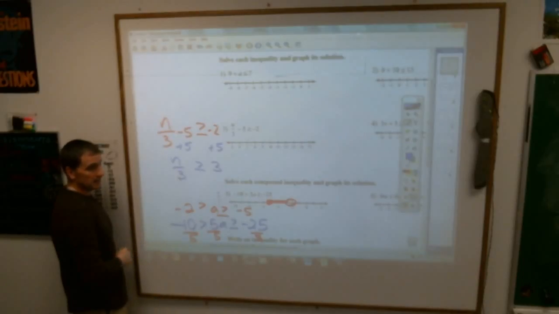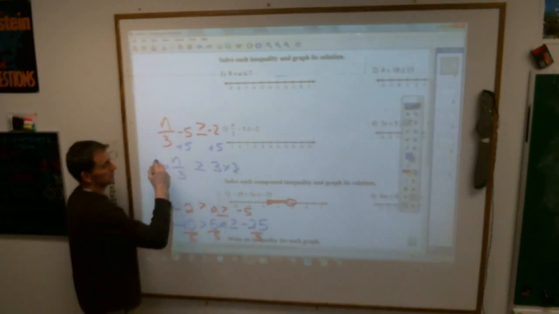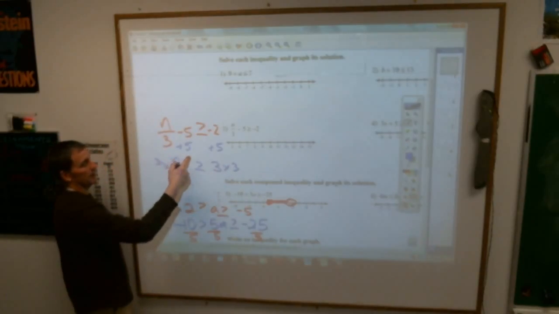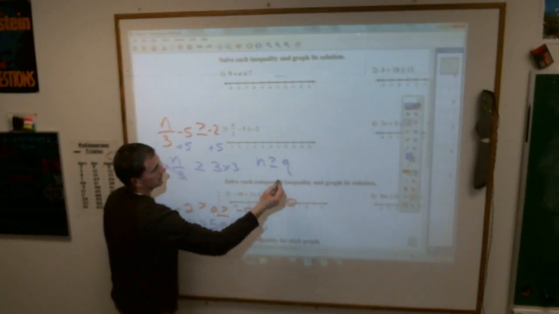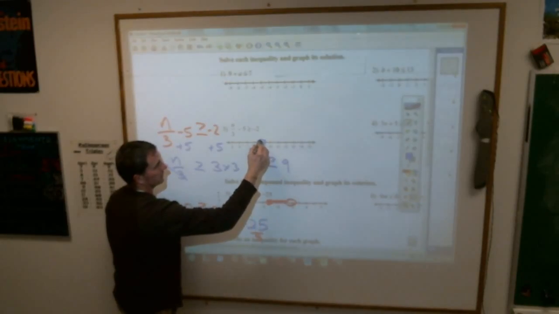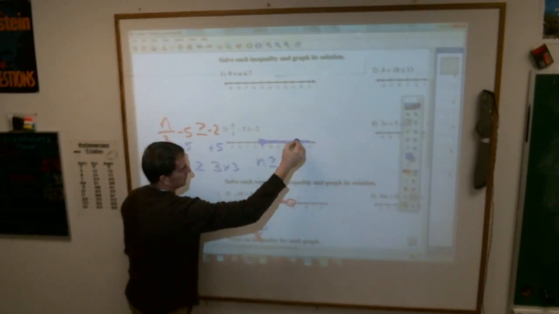Now to get rid of that, this is a division. Opposite of division is multiplication. Multiply both sides by 3. That goes away. The left side is n is greater than or equal to 9. So here at 9, it's greater than or equal to. Greater than shoots off this direction.